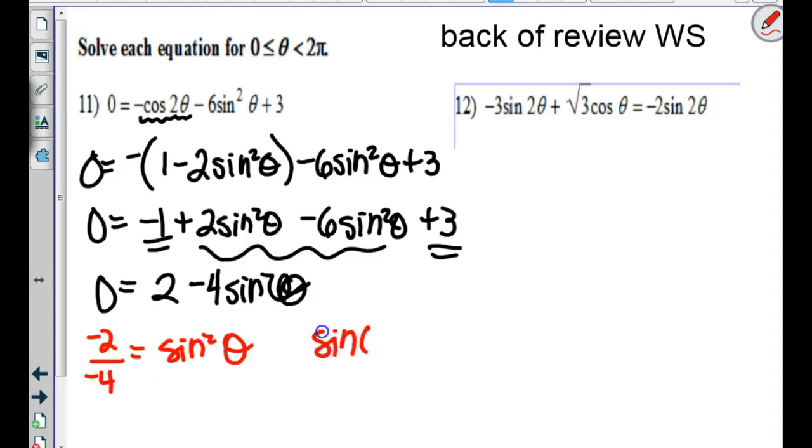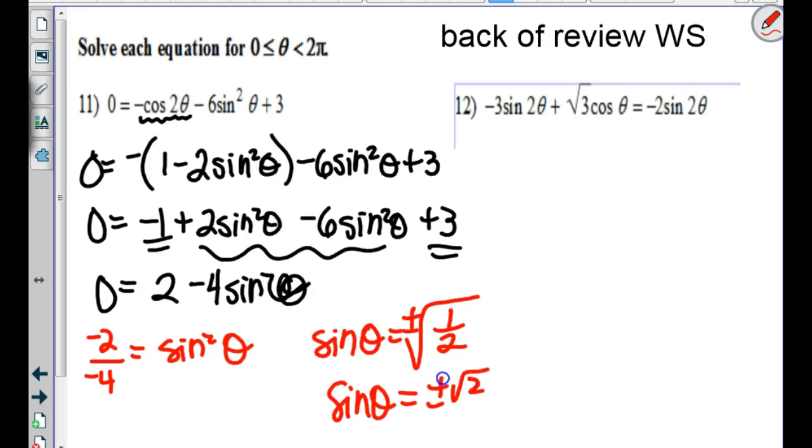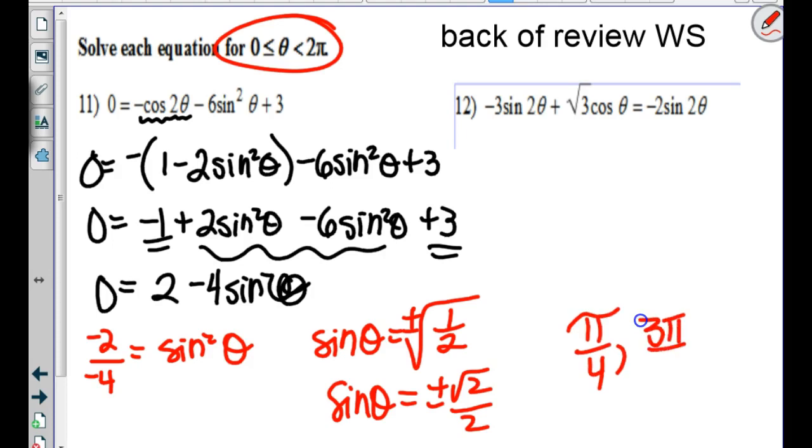And what do we need to do next? Yeah, square root. And remember your plus or minus because we square rooted. The square root of 1/2 is 1 over square root of 2 or square root of 2 over 2. So where does that happen, guys? Between 0 and 2 pi. Pi over 4. Everybody good? All right.